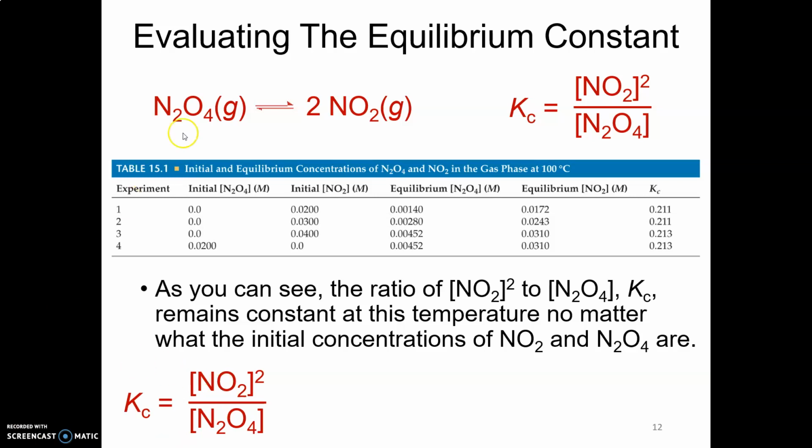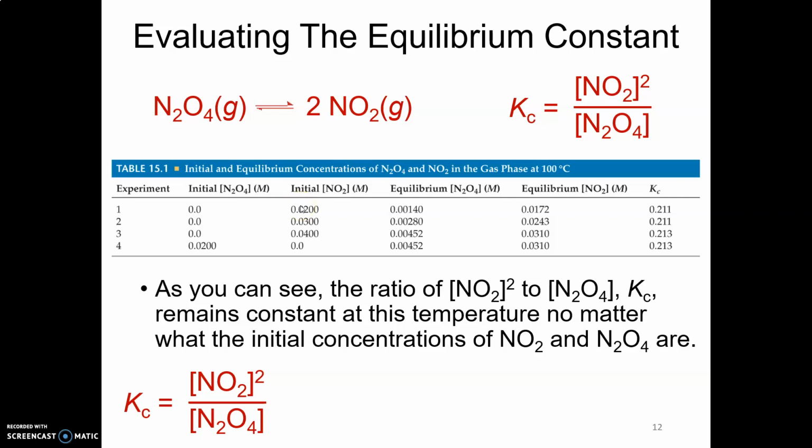So we're picking back up with the same exact equation we've been spending a lot of time talking about, and here is the K expression for it: the concentration of products, which is only 1, raised to its coefficient, divided by the concentration of the reactant. What I wanted you to see is what I said before, which is that the only thing that can change the equilibrium is the temperature. It doesn't matter what you start with initially.